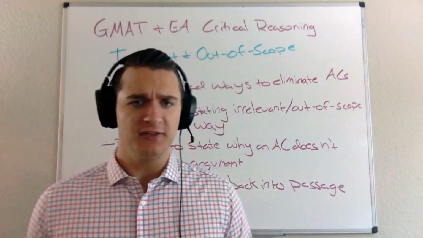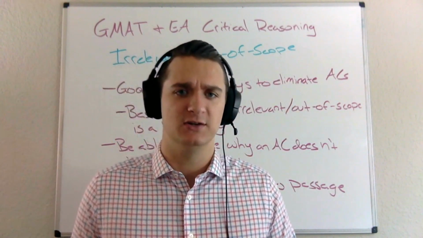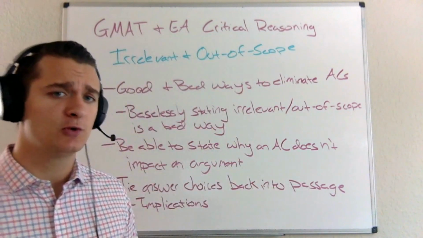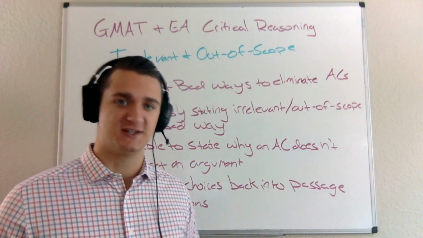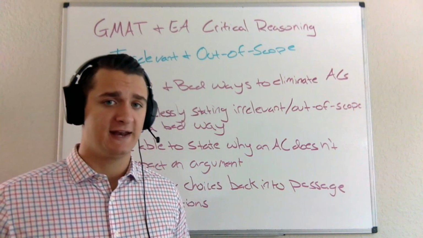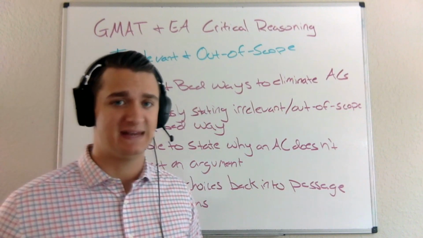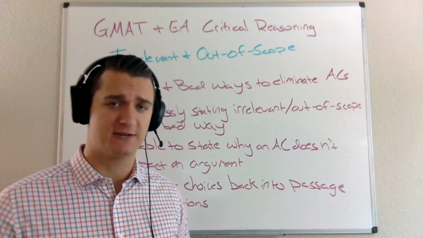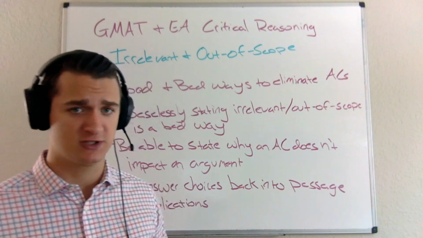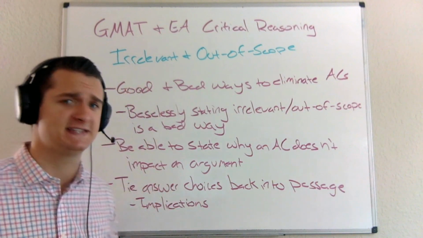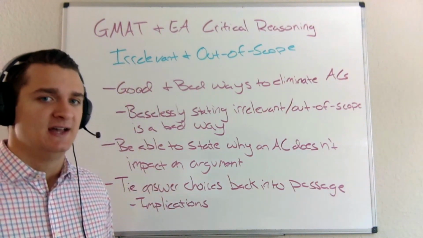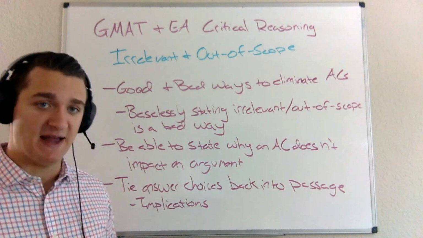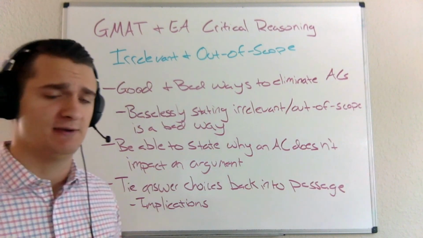So, a few things to start off here before we dive into a few questions. The first thing is this: there are good ways and there are bad ways to eliminate answer choices. We often talk about eliminating answer choices, and not all ways of eliminating answer choices are the same. Basically, stating that an answer choice is irrelevant or out of scope is a bad way to eliminate an answer choice and a bad reason to eliminate an answer choice.